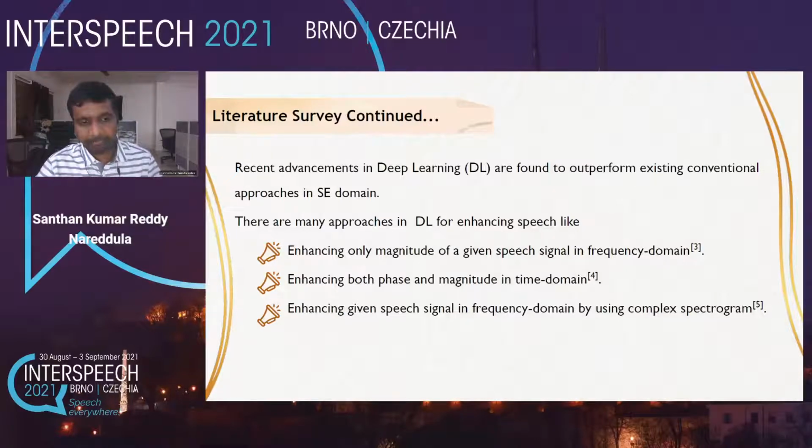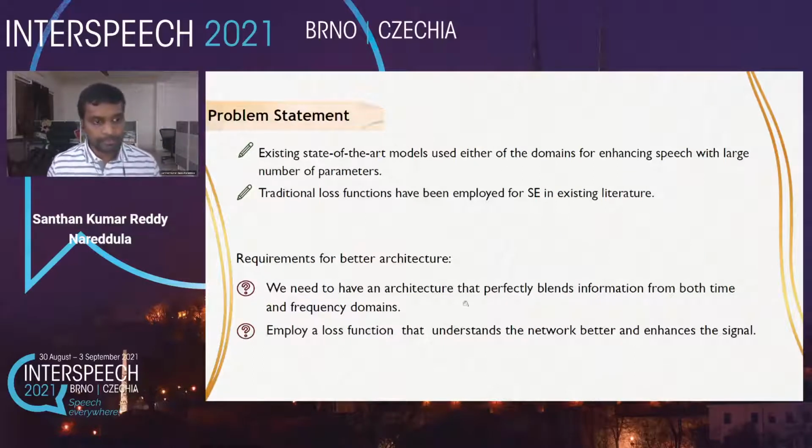Later studies revealed that phase also matters for enhancing speech. So with that in mind, people started enhancing by considering magnitude and phase as well. In that field, we got two new methods for enhancing. One is enhancing both magnitude and phase using the direct raw wave as such, and the second one is enhancing the speech in the frequency domain by using a complex spectrogram. These are the two ways that consider both magnitude and phase. Till now there are many existing methods in the field of speech enhancement that use deep learning.